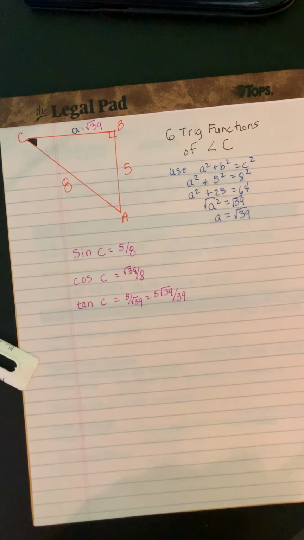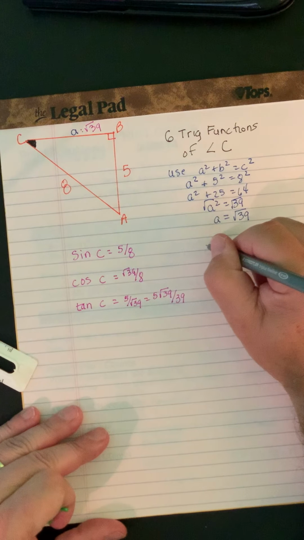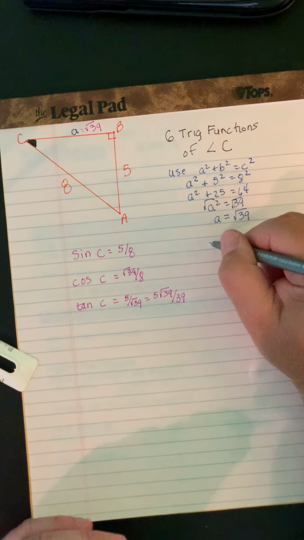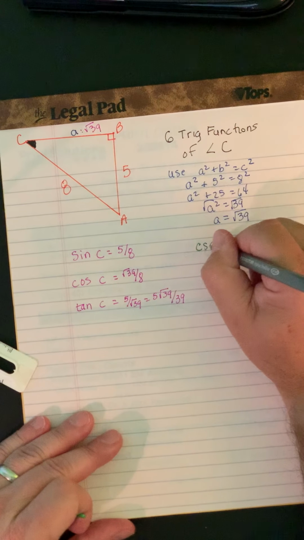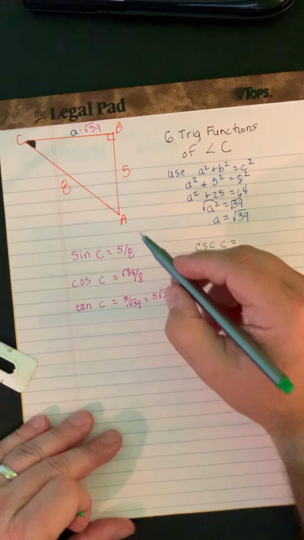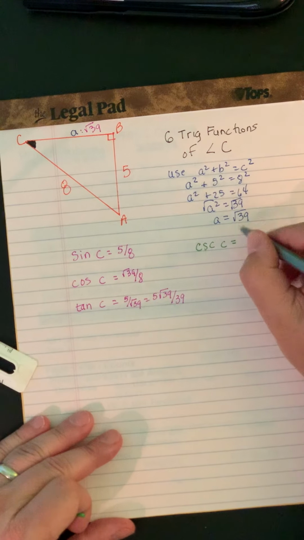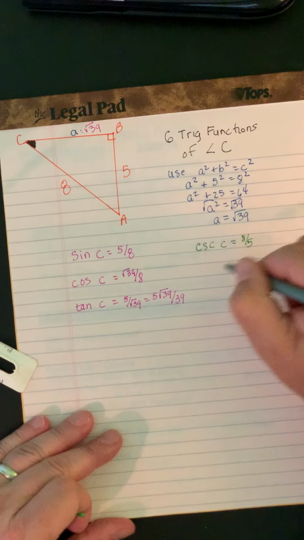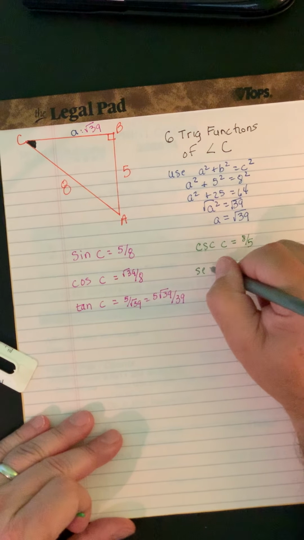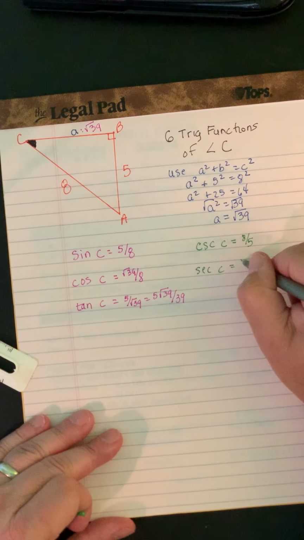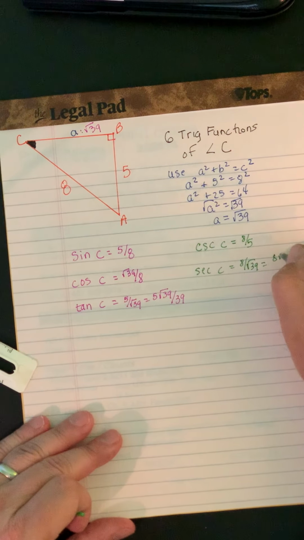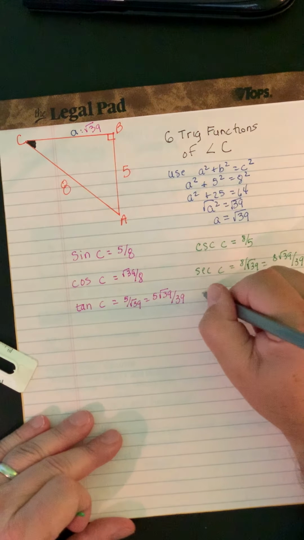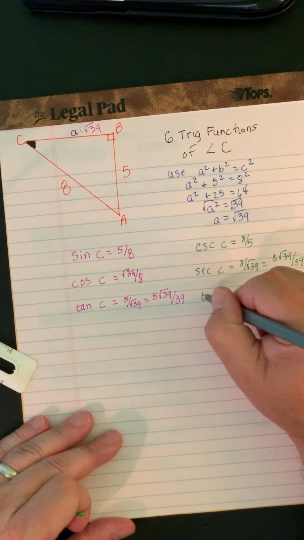And we come over to cosecant. I know you think cosecant would go with cosine, but it doesn't. So no, I'm not messing up. Cosecant of C, again, just reciprocal of sine, 8 over 5. The secant of C, 8 over square root of 39, which by now you know how that goes. And then the tangent, cotangent, dummy.